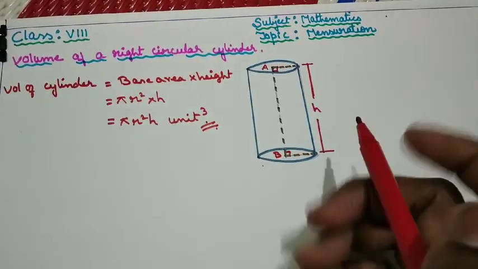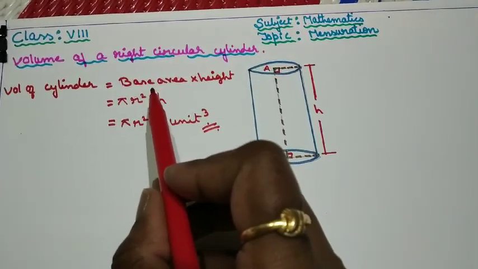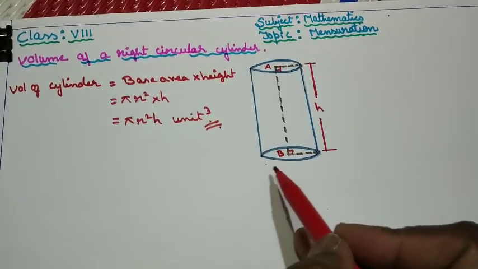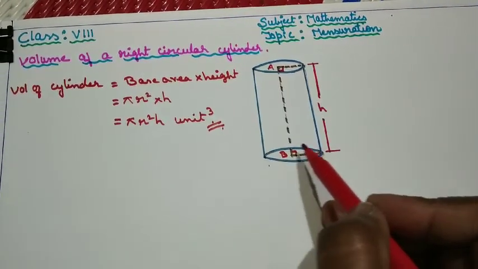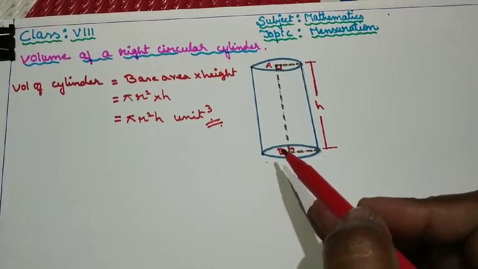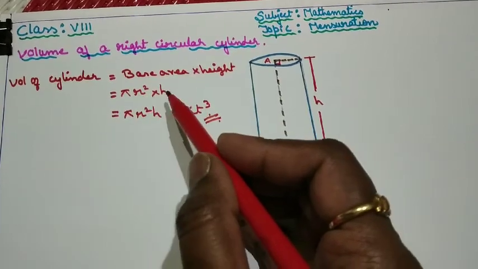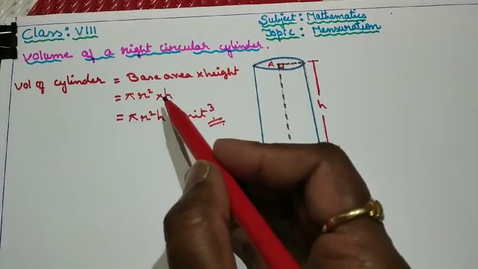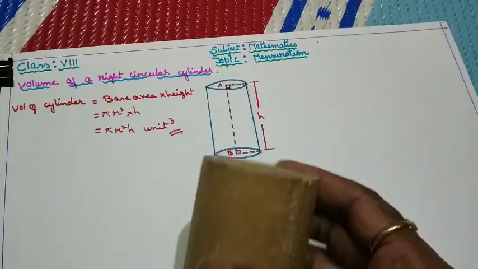Keep in mind, volume of cylinder is base area into height. Base area is in the form of a circle. Therefore, area of circle equals pi r square, into the height of the cylinder, taken as h. Therefore, pi r square h is the volume of cylinder.